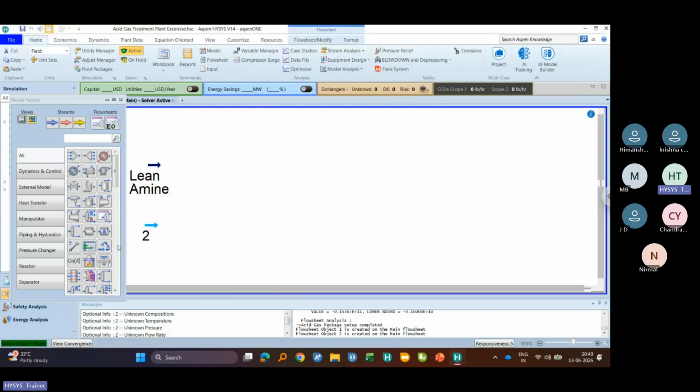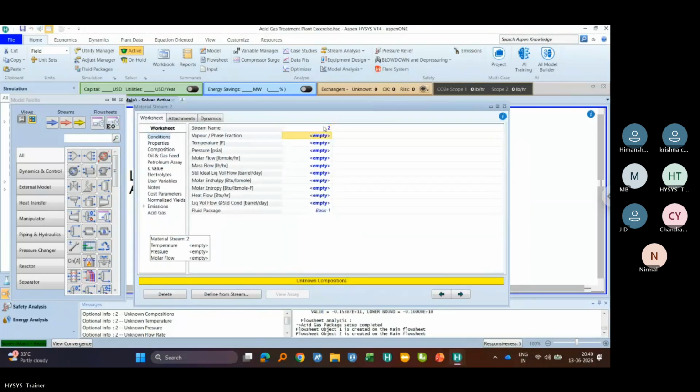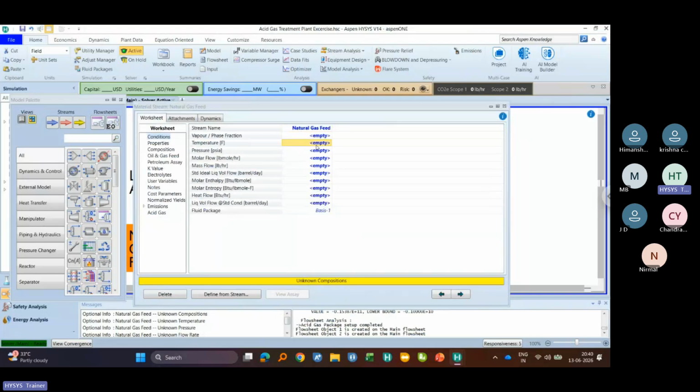Similarly, we will simulate the feed stream. We'll call it natural gas feed, for which the temperature is given as 100 Fahrenheit. Pressure is 824.7 psia. Molar flow is given as 100 MMSCFD. Sorry, 10 MMSCFD. It is not 100 MMSCFD, it is 10 MMSCFD.